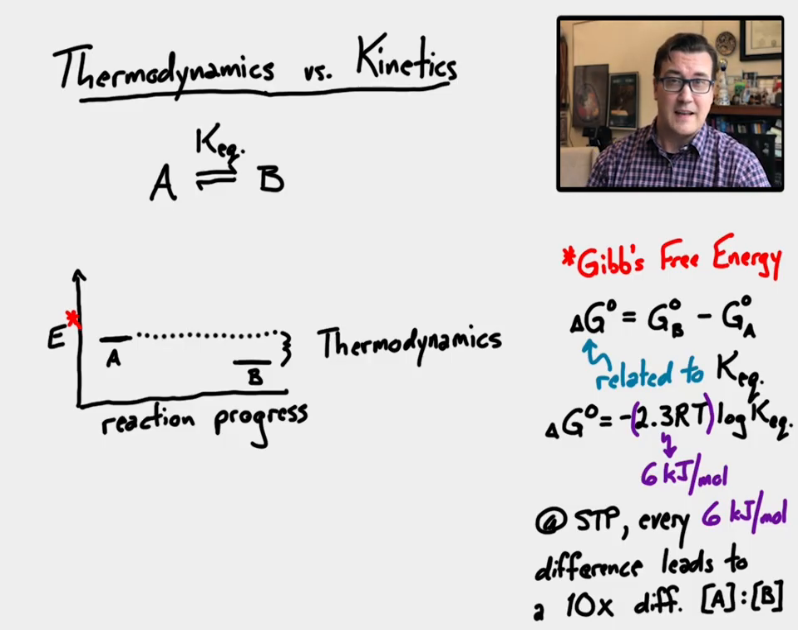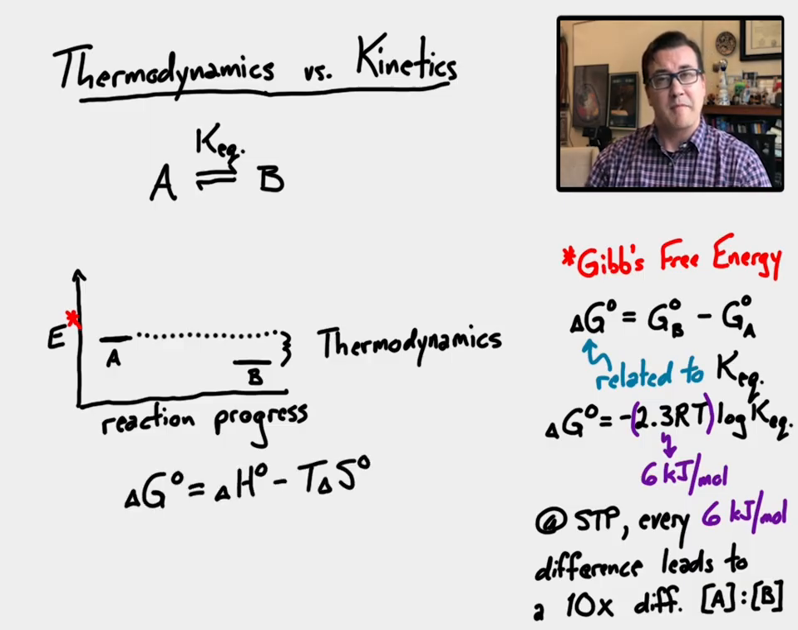Similarly, if I said that there's an energy difference of, let's say, 12 kilojoules per mole, you would know that there is now a 100-fold ratio of one of the compounds to the other. Again, it's a log scale, so for every 6 kilojoules per mole, there's another factor of 10 added in.